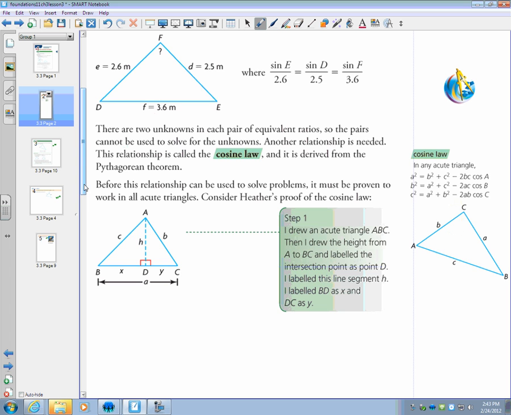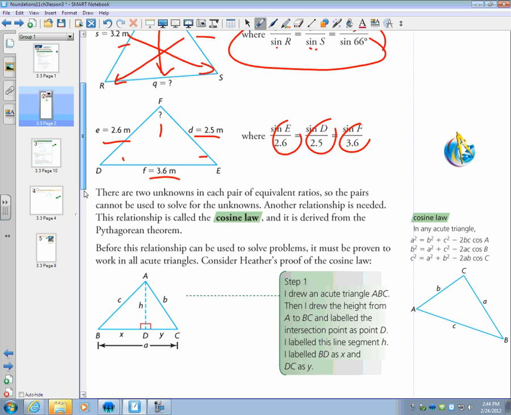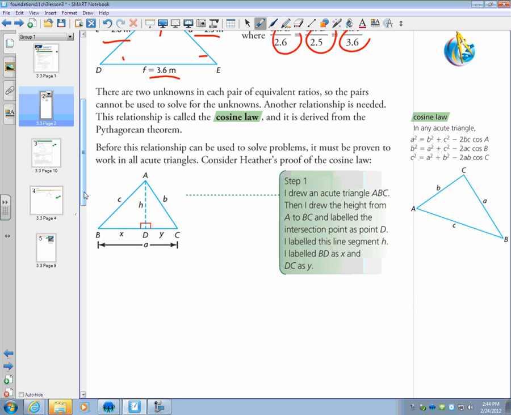Okay, here's another case. Here we have three sides, no angles. We don't know a single angle. So we try setting that up, and we can't solve for it. So this is when we're going to use a new law, and it's called the cosine law.